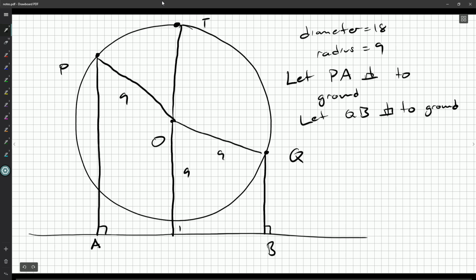I'm surprised they didn't give the ground a name like CD or something. Which we could add in if we wanted to. GH for ground. Oh, great. Now I lost my ground. Making quite the use of that undo option here. Okay. Well, what can we do? We know that PA is 16. So we're starting to get some length there.